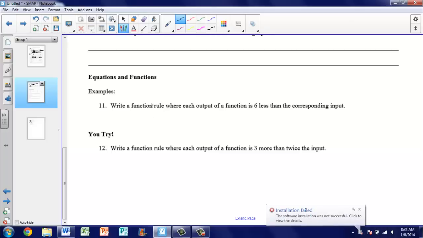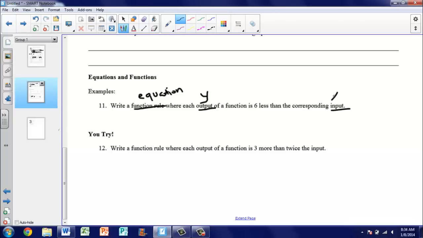We're going to be writing a function rule, so that's going to tell us that we're going to have to write an equation. I didn't mean to cross that out. That should be underlined. And then each output, an output is going to be your y variable. And then at the end we have an input. Your input will always be your x variable. So we're going to be writing an equation, and that equation will have a y and an x in it.